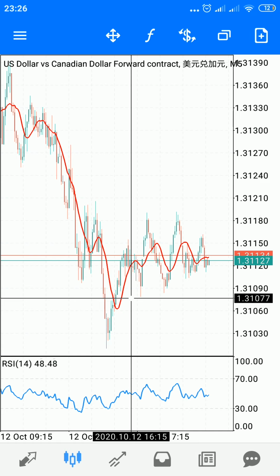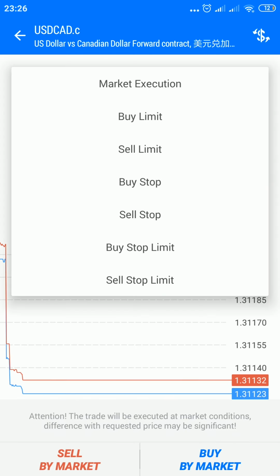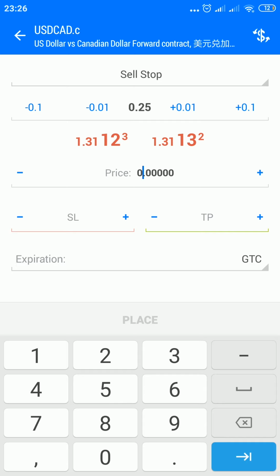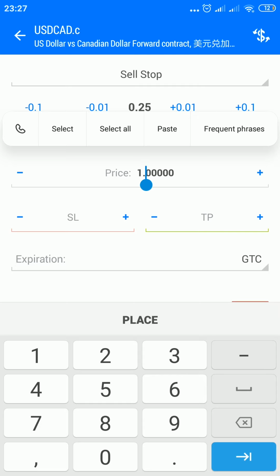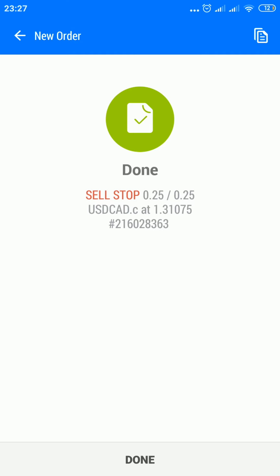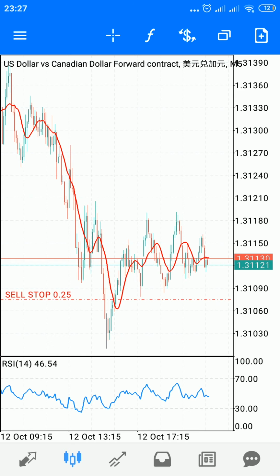Let's set that up. Going to be price 1.31075. Yep. New order type, market execution no. Let's go with sell stop. 1.31075, I believe. Let's go in place, and here we have it. Let's say we're done. Let's take a look at that one. Let's go back, and here we have it.